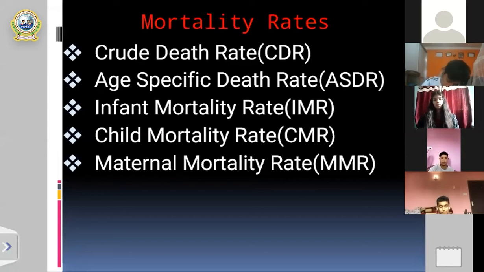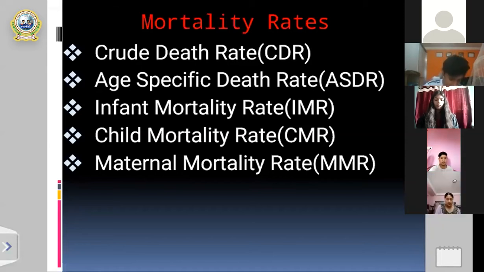Now, there are 5 ways to calculate mortality rates. Number one, CDR, crude death rate. In birth, CBR; in mortality, death rate, CDR. Second, ASDR, age specific death rate. In fertility, we talked about the ASFR, but in mortality just one word is replaced, that is death. In fertility, birth; in mortality, death rate. So ASDR is the age specific death rate.